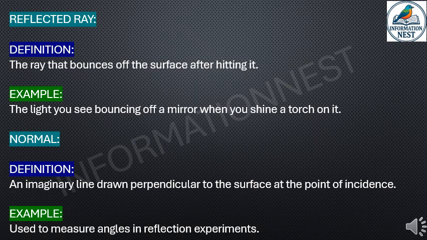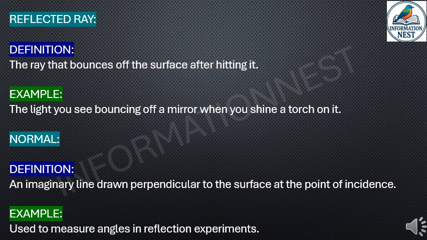Let's continue our light adventure with two more important characters, reflected ray and normal. First up, the reflected ray. This is the ray that says, I'm out here after hitting a surface. It bounces off and travels away like light doing a cool backflip off a mirror. For example, when you shine a torch on a mirror, the light that bounces back is the reflected ray. Now, meet the normal.